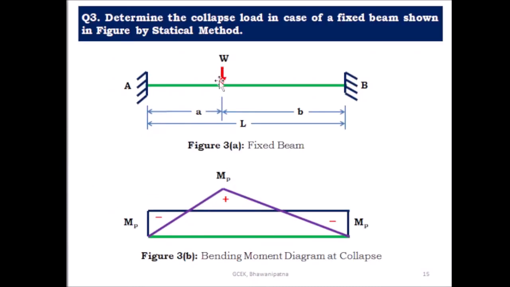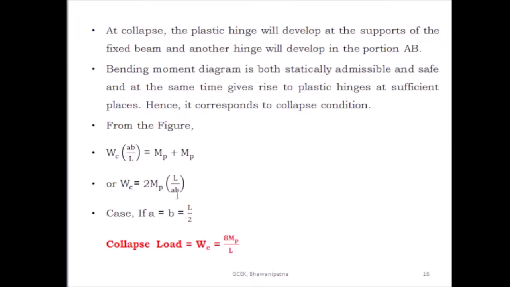If the concentrated load is present at the midpoint of the fixed beam, in that case a is equal to b is equal to L by 2. So if we put a equal to L by 2 and b equal to L by 2, in that case the collapse load is equal to 8 MP divided by L. So if the concentrated load is present at the midpoint of the fixed beam, the collapse load is equal to 8 MP divided by L.